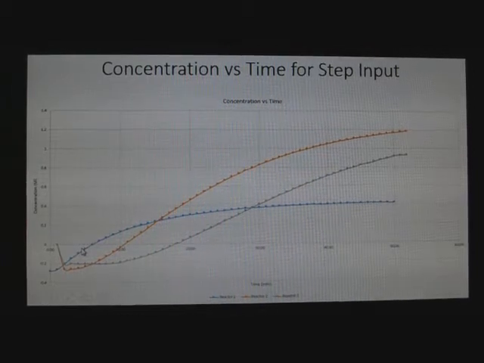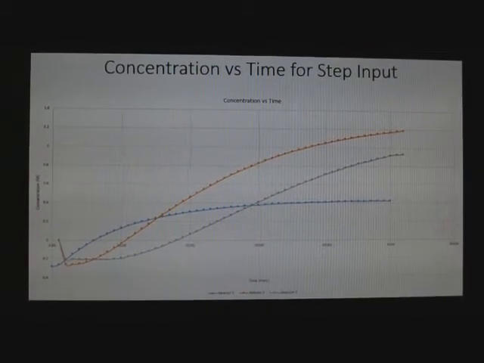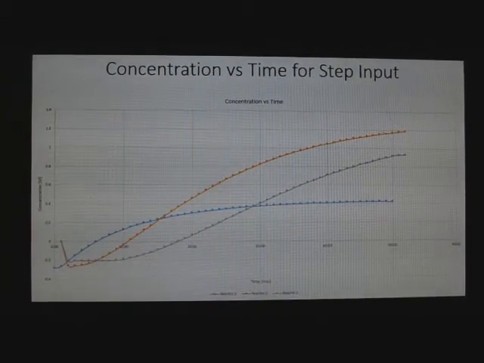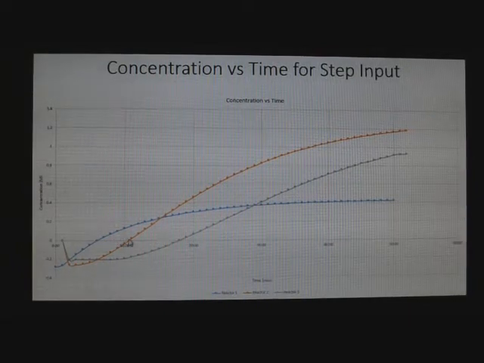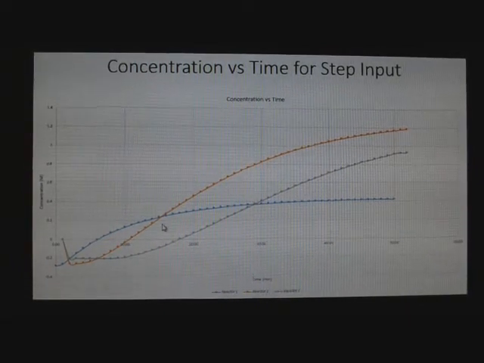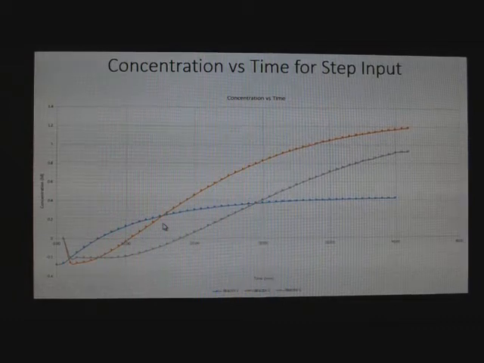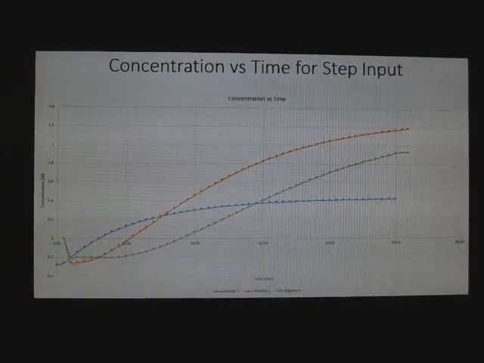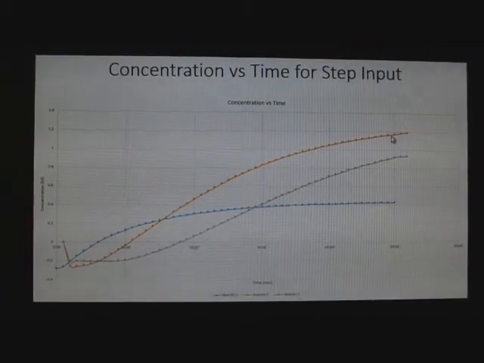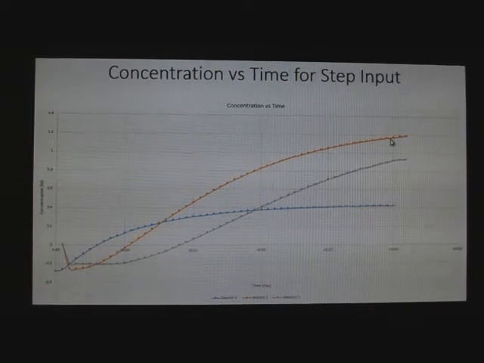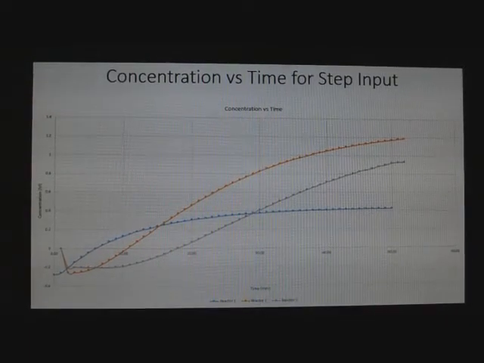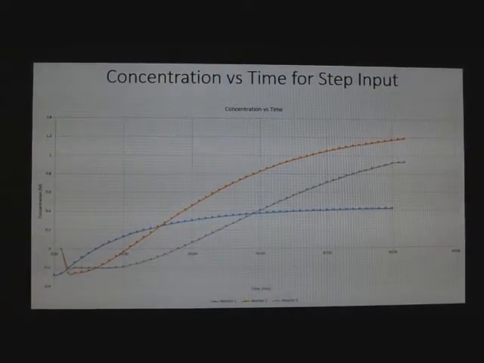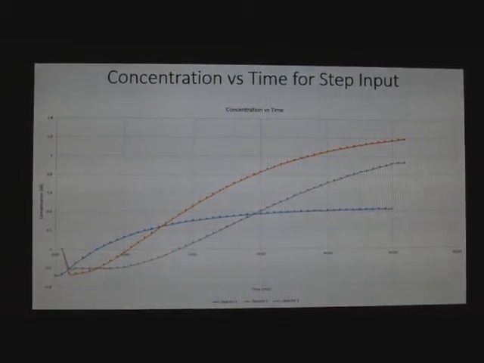Based on the graph of concentration versus time for step input, we can see that reactor 1 has the highest concentration for the first 40 minutes. However, after 15 minutes, the concentration of reactor 2 rose high compared to the other two. This is due to the presence of many ions, a result of proper mixing and continuous supply from reactor 1.